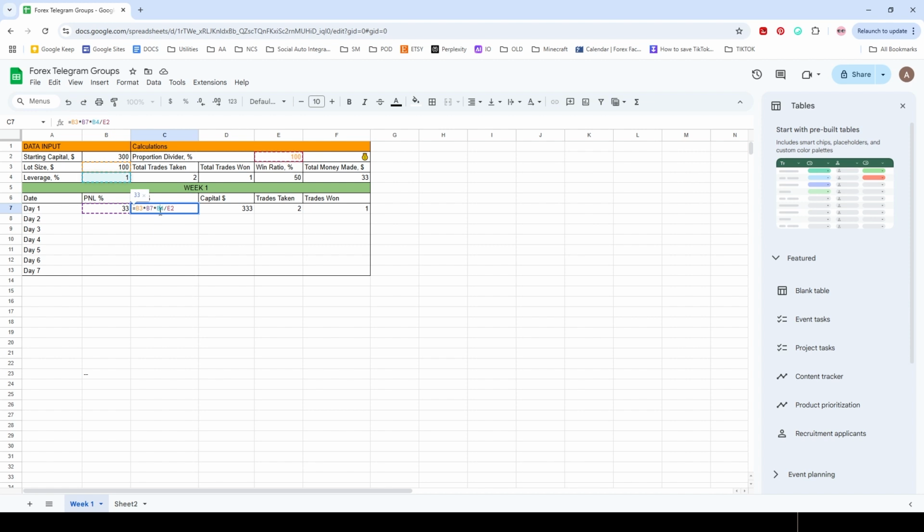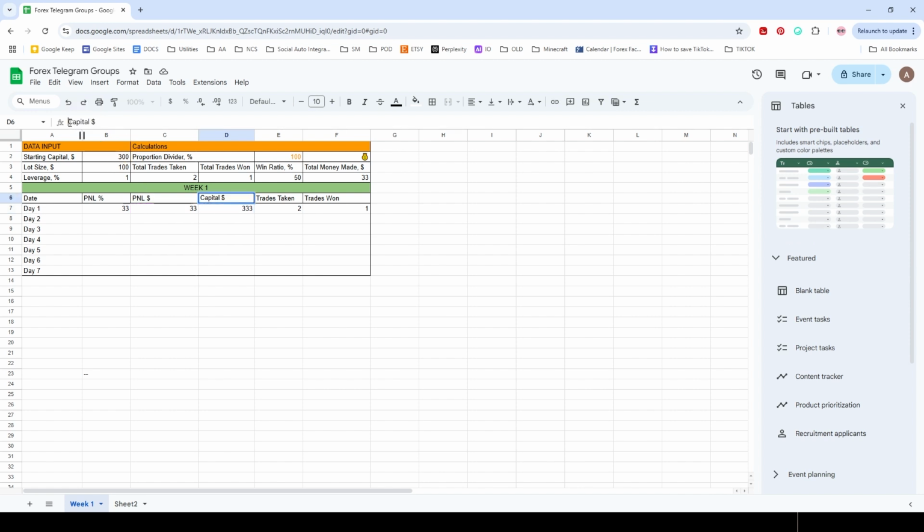Next, times B4, which is leverage. We have this one set right now at 1. And everything is divided by E2, which is this one. So proportion divided by percent, so 100%. It has the orange color because I won't be changing it at all. So 33% out of lot size of 100 equals a P&L of $33, and capital after that is starting capital plus profit and loss by dollars.